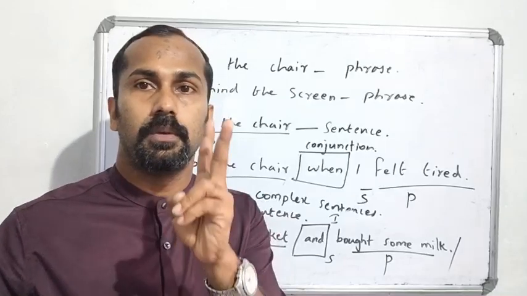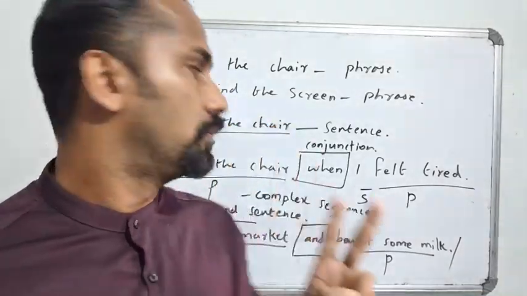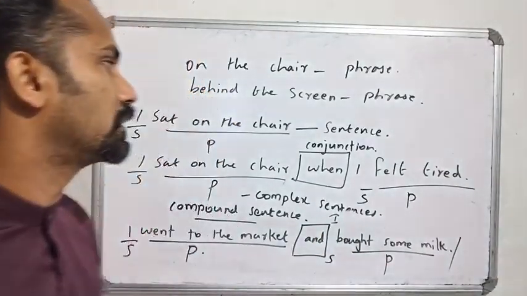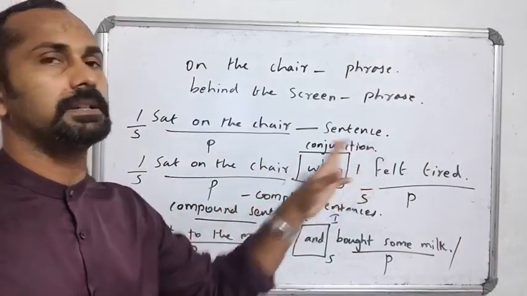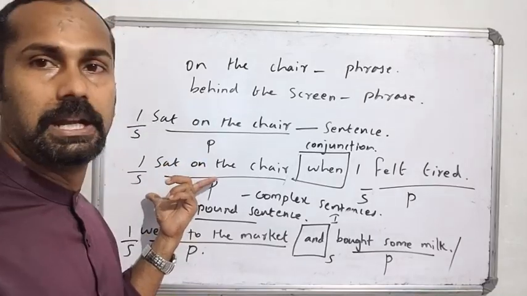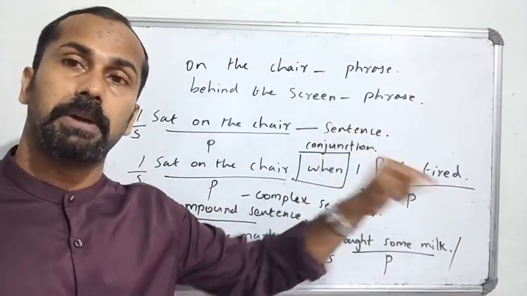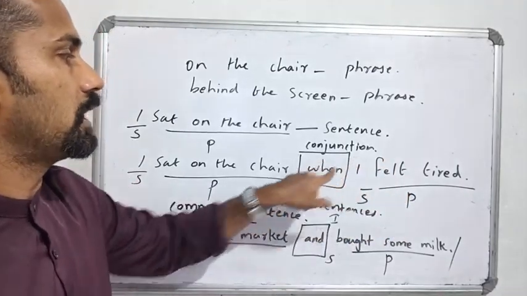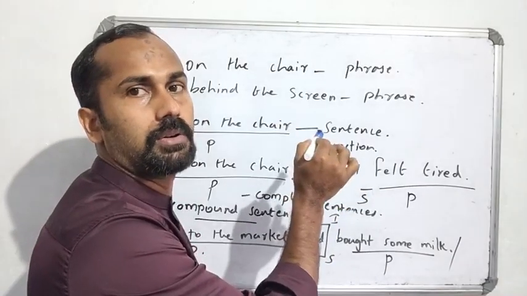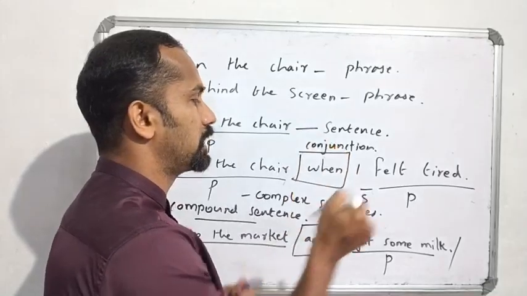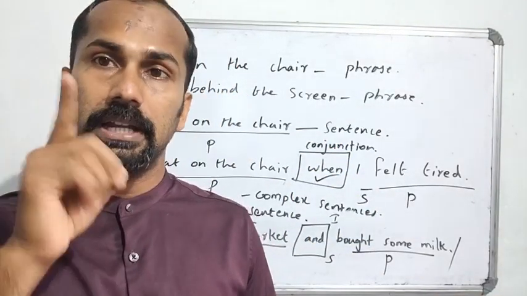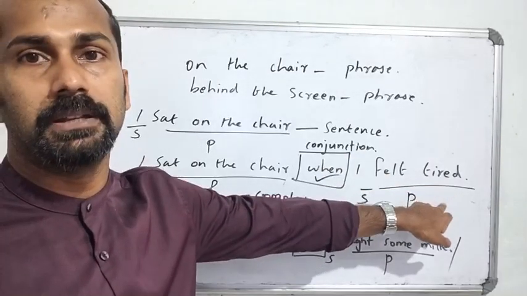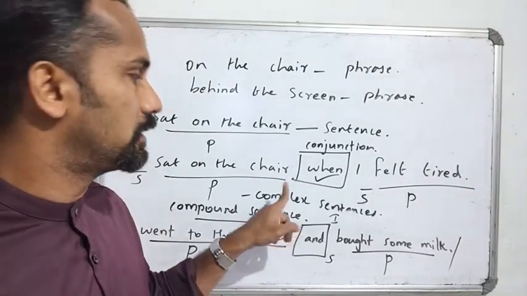In compound sentences, we have two independent clauses combined using a coordinating conjunction. That is called a compound sentence. Then the other one, complex sentence. I told you, this is a complex sentence: I sat on the chair when I felt tired. Here in complex sentences, one independent clause is combined with a dependent clause by using a conjunction. This conjunction is not called a coordinating conjunction. It is called a subordinating conjunction. "When" is a subordinating conjunction. So when one independent clause is combined using a subordinating conjunction with a dependent clause, it is called a complex sentence.